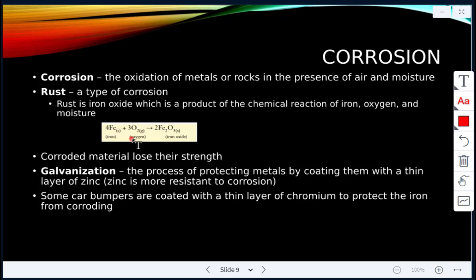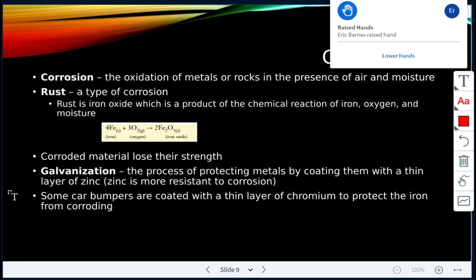We have iron and oxygen reacting to produce iron oxide. Iron oxide is rust. But what happens is corroded materials lose their strength. So there is a process called galvanization. This process protects metals. Basically, you can coat them with a thin layer of zinc. Zinc is used because it's more resistant to corrosion. Some car bumpers are coated with a thin layer of chromium, which will also protect the iron from corroding.